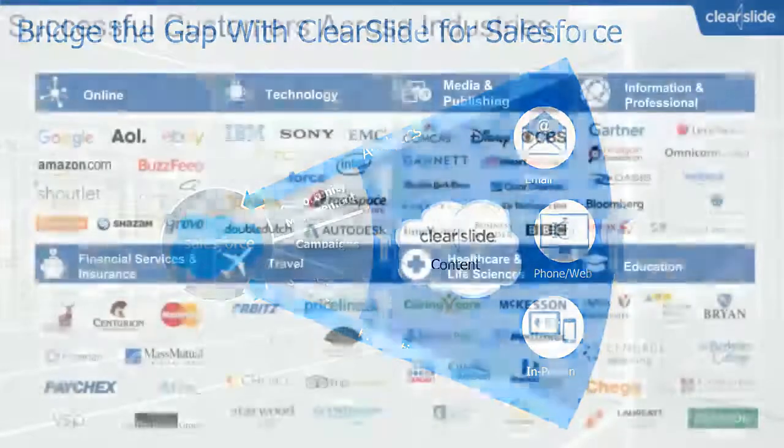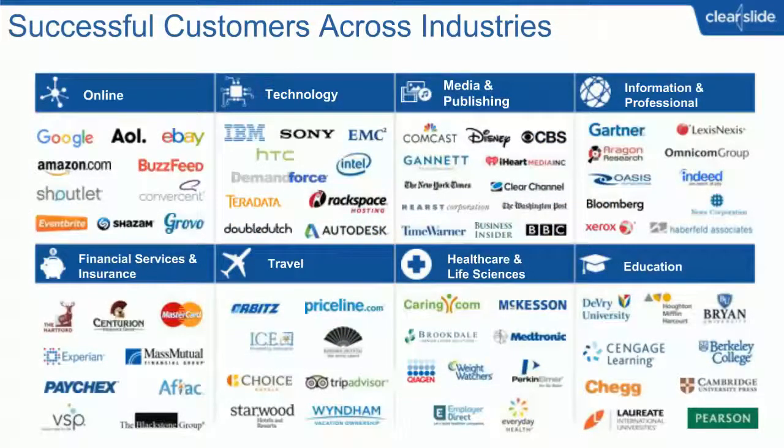Okay, what I'm going to do now is switch gears and focus a little on what markets we serve. We're a horizontal platform, and what I mean by that is we can apply to any industry or market. Obviously, we have a few very strong verticals shown here: online, technology, media and publishing, information and professional education. A lot of these industries are now starting to heavily leverage digital media and content for how they sell.